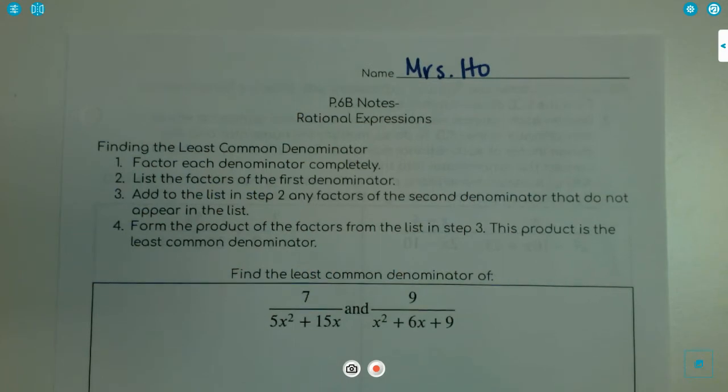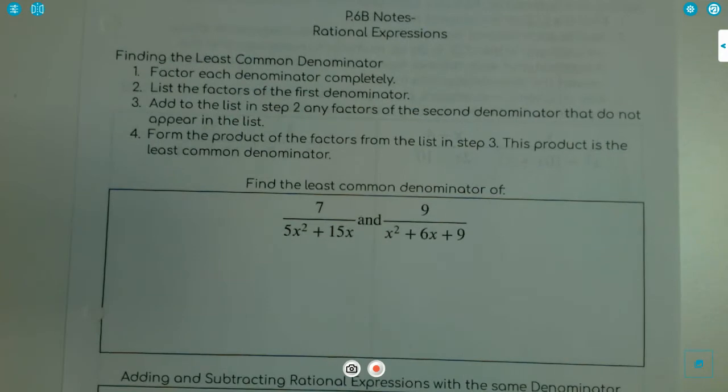Factor out each denominator all the way. List the factors of the first denominator, and then add any factors from the second denominator that are not already on the list. You just have to have all of the factors from each denominator at least once. So our first problem today, all we're doing is finding the least common denominator. We're not adding or subtracting, we're just finding the least common denominator.